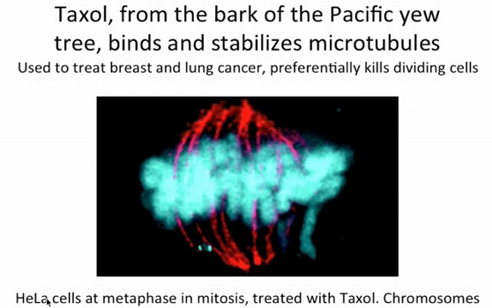So Taxol binds and stabilizes microtubules, and it's used to treat breast and lung cancer and preferentially kills dividing cells. Why preferentially kill dividing cells? Why doesn't it kill all your cells? Well, then you die. Yes. But have you ever thought about why? For example, why when you're giving someone chemo, it doesn't kill them, right? Because you're killing their cells. But what it does is it preferentially targets dividing cells, which are the cancer cells, right?